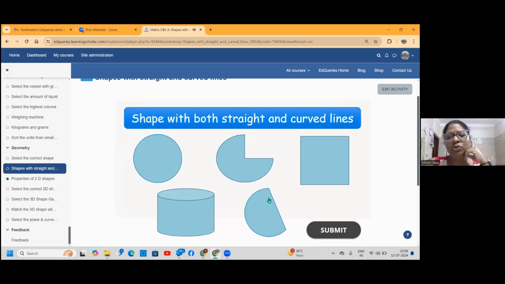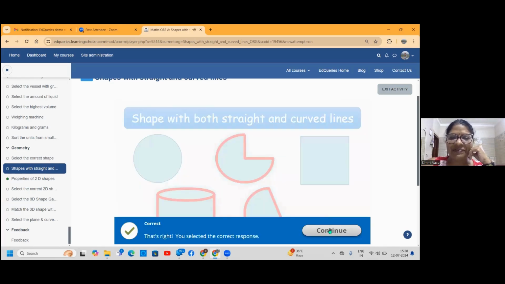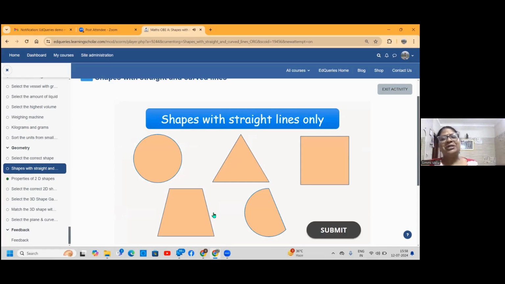Select shapes with both straight and curved lines. Okay, let me get this one right. Good job. So I got it right. So you get a lot of, there are a variety of games in the shapes itself. So let's do one more.